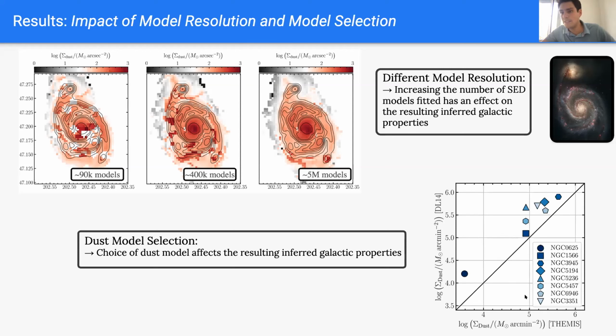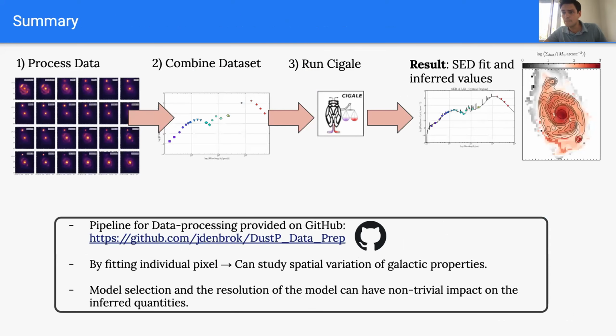So if we select a certain dust model, we need to also be aware of the impact it has on the inferred parameters. So with that, I leave you with our summary slide. As that, if you're interested in the data processing pipeline, you can check it out on GitHub. And we are happy to answer any questions that you might have.